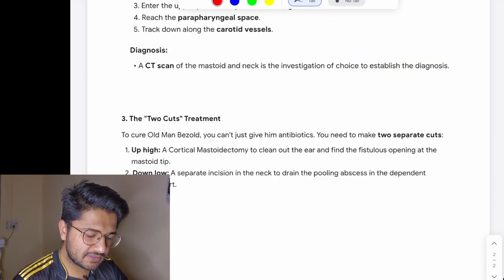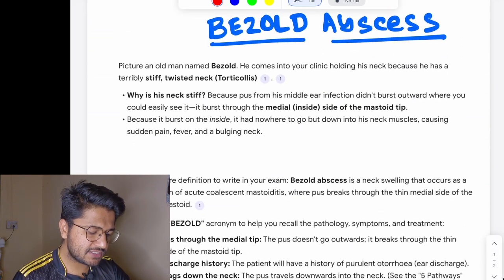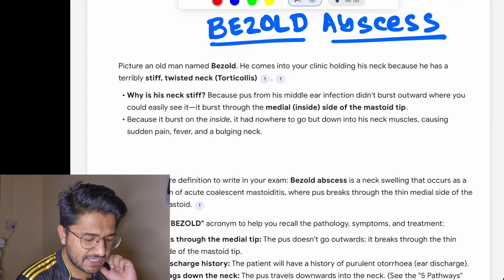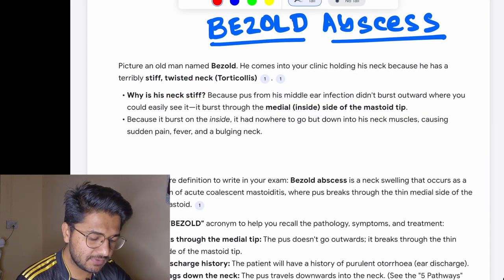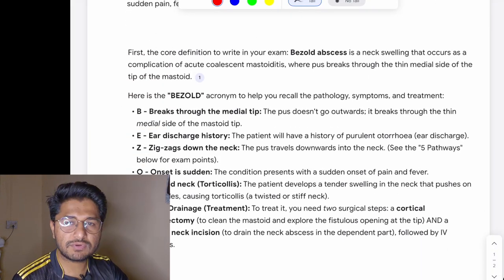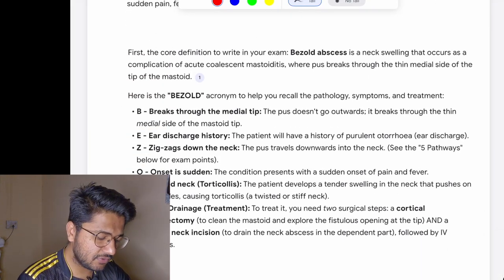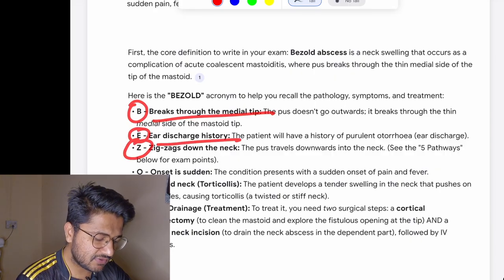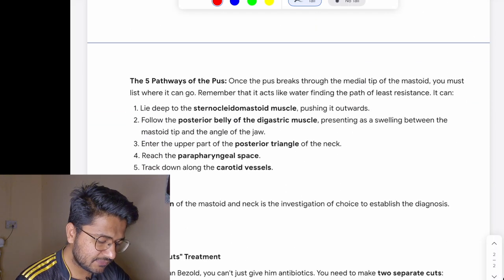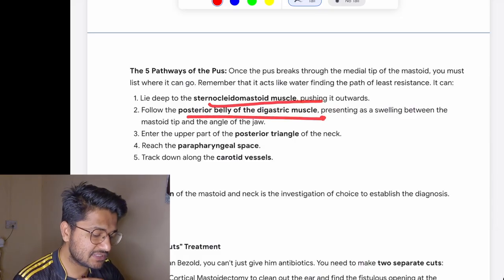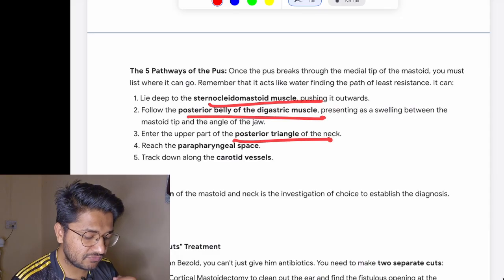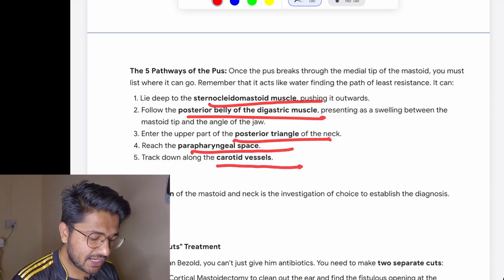So let's revise fast. Bezold abscess: there is neck stiffness, medial side drainage at the mastoid tip. From Bezold you can remember the acronym: B for breaks through the medial tip, E for ear discharge history, Z for zigzag down the neck, that is sternocleidomastoid, posterior belly of the digastric muscle, then posterior triangle of the neck, parapharyngeal space, carotid vessels.